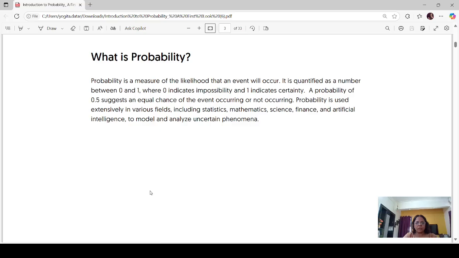If the probability of an event is 0.5, it suggests that there is an equal chance of the event occurring and also of not occurring. So probability is a very useful concept in our day-to-day life also. It is widely used in statistics, mathematics, science, finance and artificial intelligence.